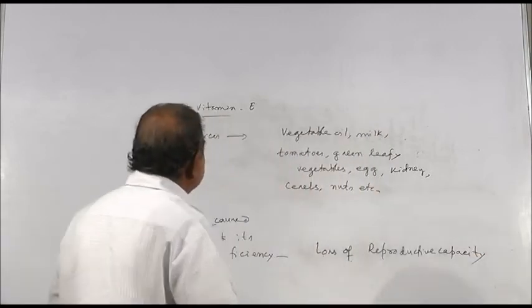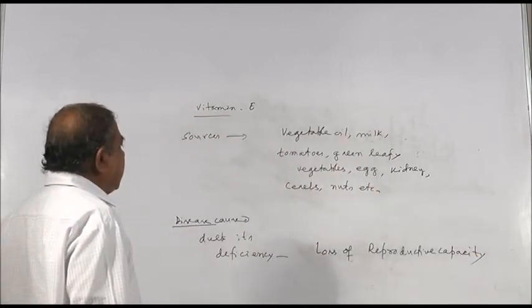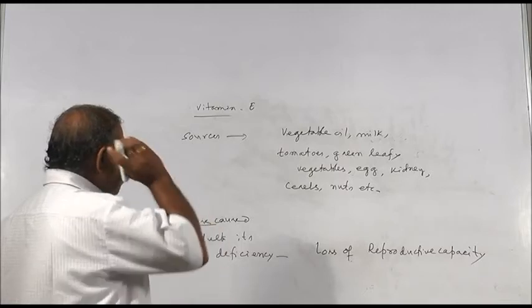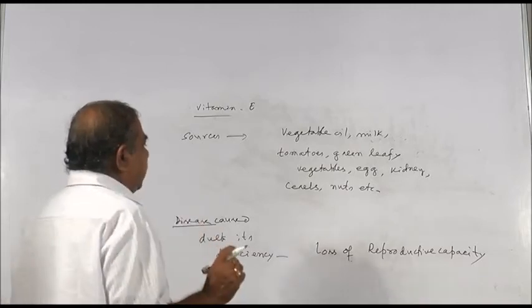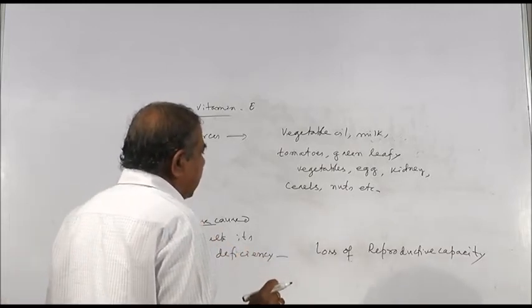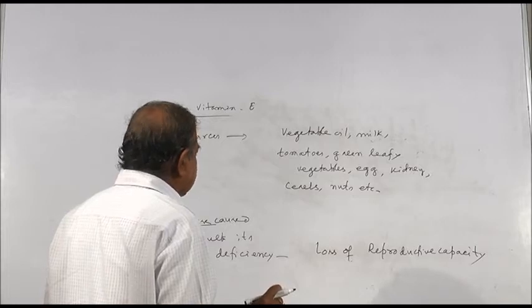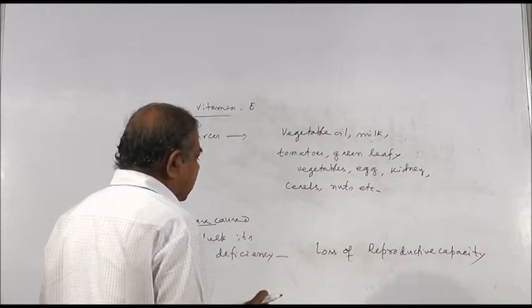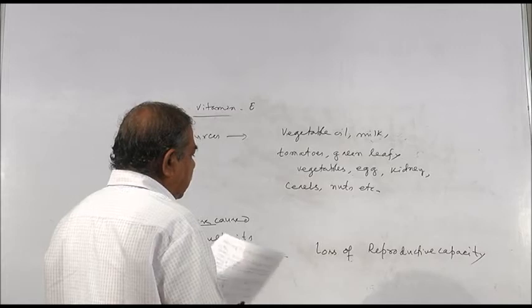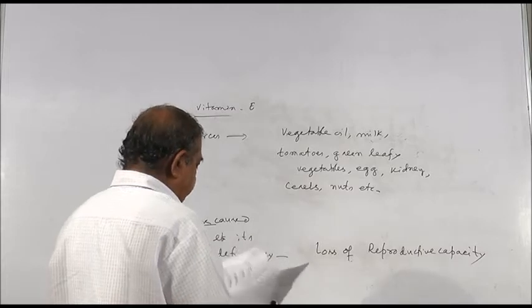So the different sources which provide vitamin E are vegetable oil, milk, tomatoes, green leafy vegetables, egg, kidney, cereals, nuts, etc. Due to its deficiency, there will be loss of reproductive capacity.